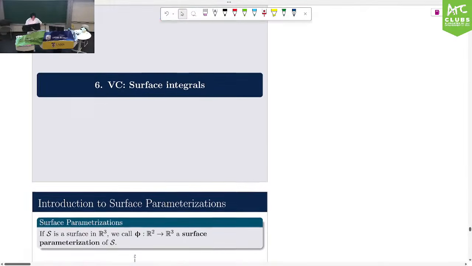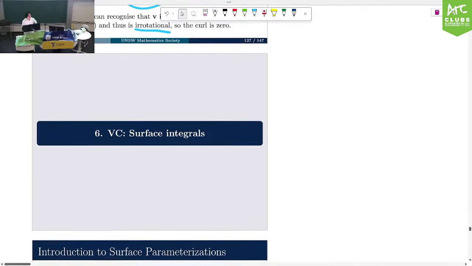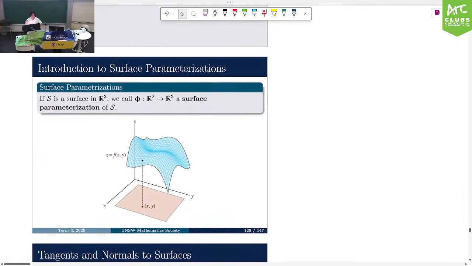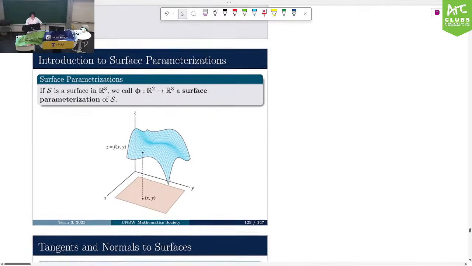Okie dokie. Any questions about divergence and curls? I think those are pretty straightforward. Okay, next up, we're going to be dealing with 3D surfaces and how to parameterize and integrate those.